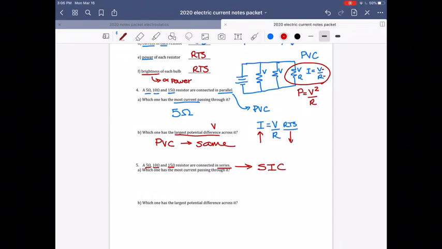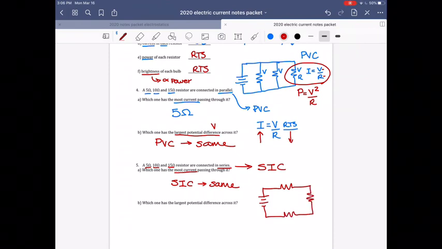And in part A, it asks us which one has the most current. Well, if you remember, series is sick. Current means the same. We know that it doesn't matter which resistor we're looking at. We only have that one-way path for the charges to flow. So you would get the same current reading anywhere you put an ammeter in the circuit.